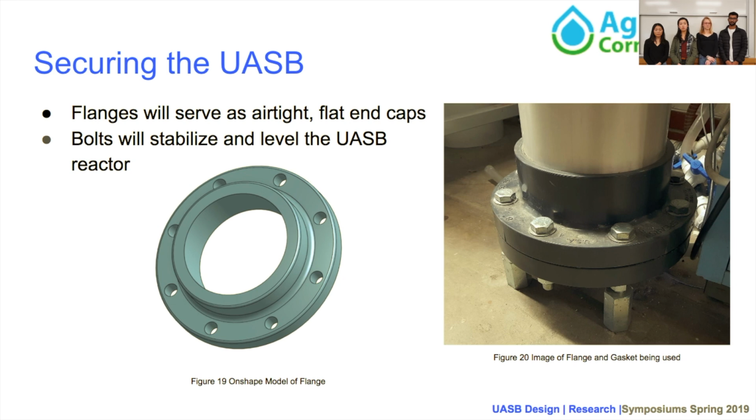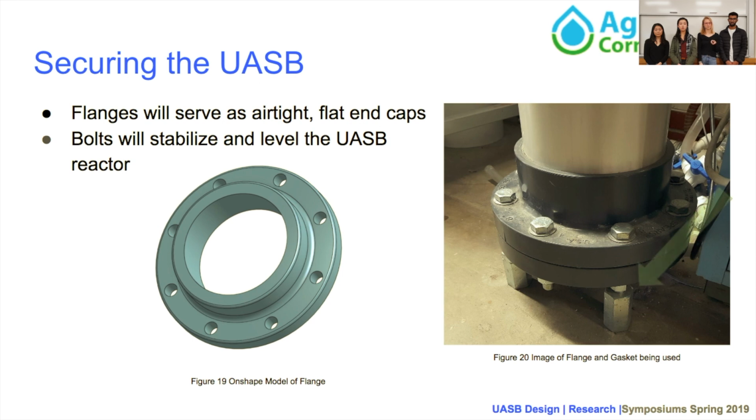And so then here's just some pictures of flanges which will be used to create end caps on the clear PVC pipe which we are using as our canister. And so these are a great option because they firstly provide stability, and they can be made airtight with gaskets. They'll also be flat, so we can rest the tipping bucket system on top of the flange.